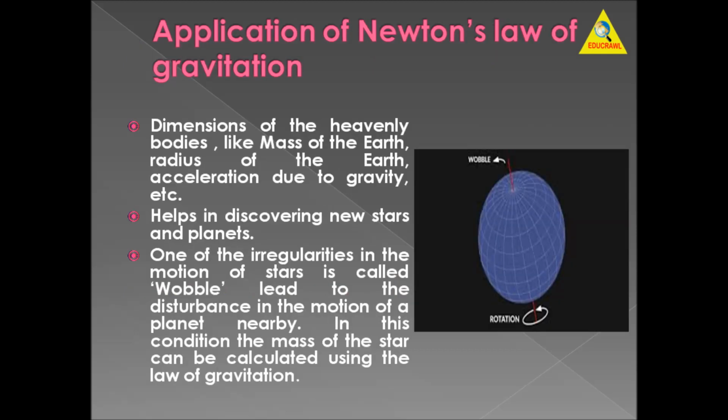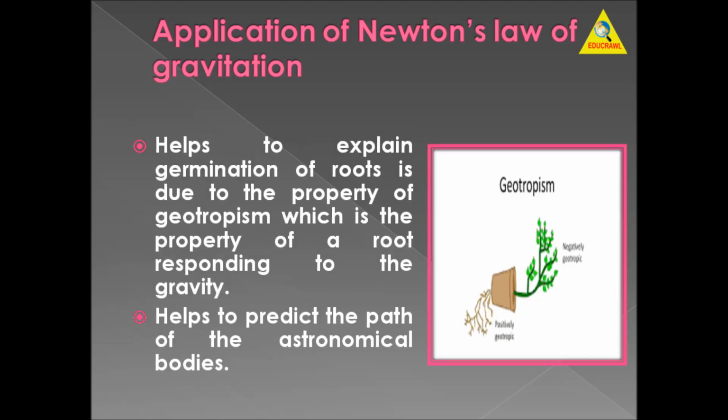Finally, we will discuss the applications of Newton's law of gravitation. Using Newton's law of gravitation, dimensions of heavenly bodies like the mass of the earth, radius of the earth, acceleration due to gravity, and many more can be found. It also helps in discovering new stars and planets. One of the irregularities in the motion of stars, which is wobble, leads to a disturbance in the motion of a nearby planet. In this condition, the mass of the star can be calculated using the law of gravitation.